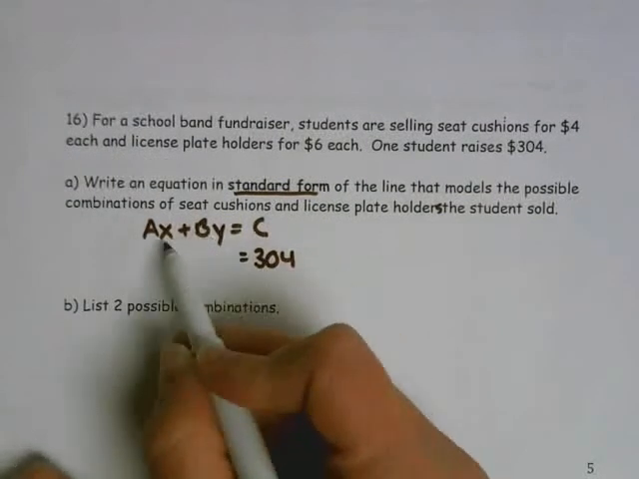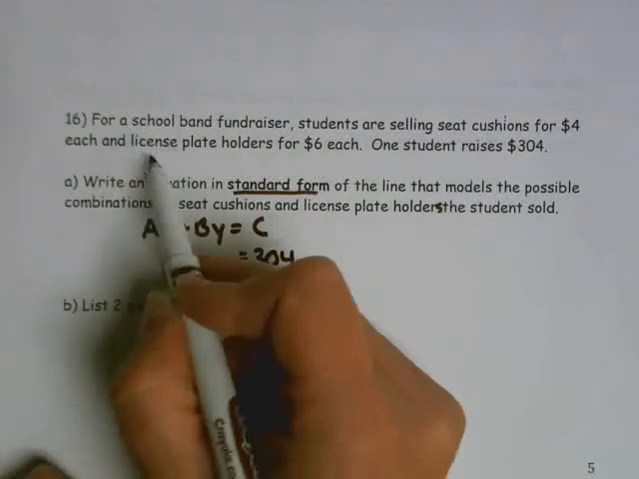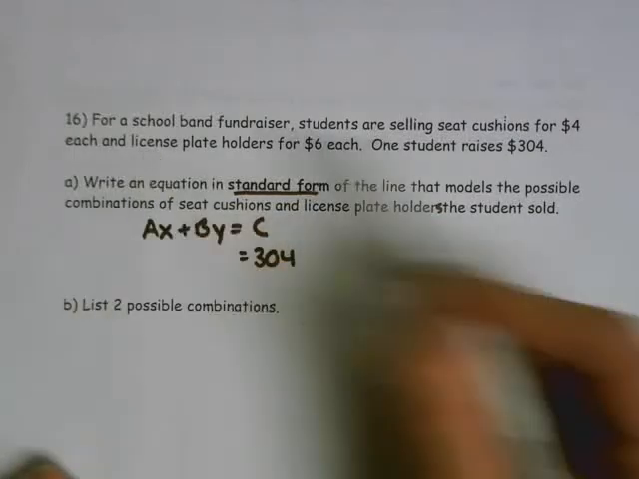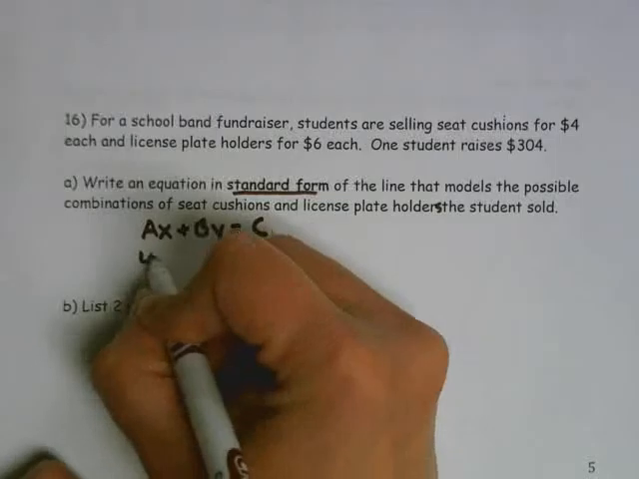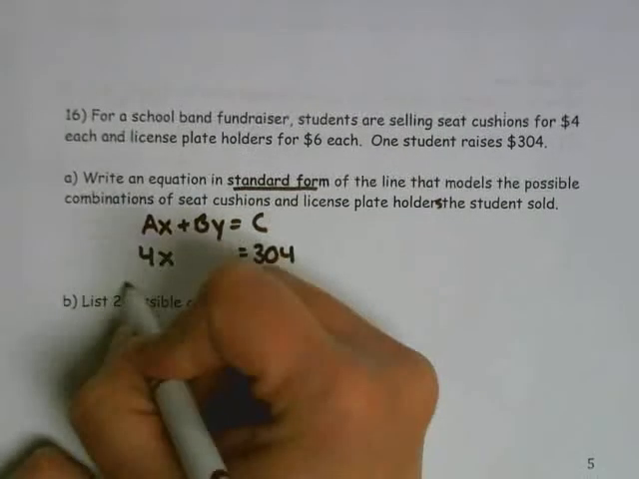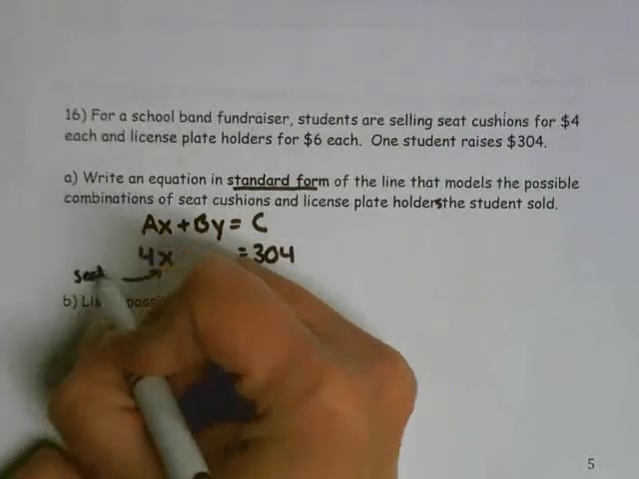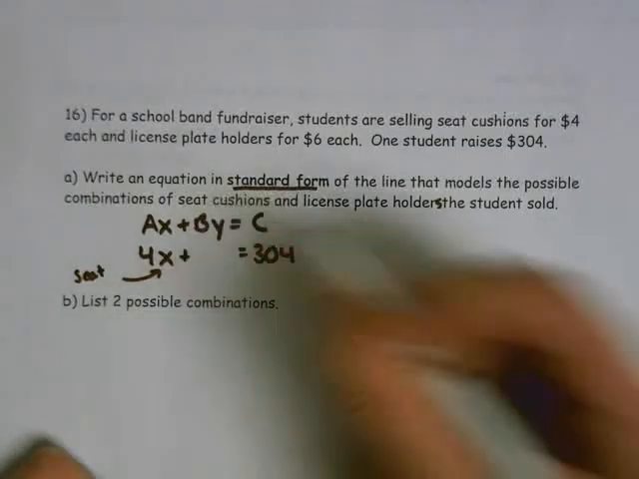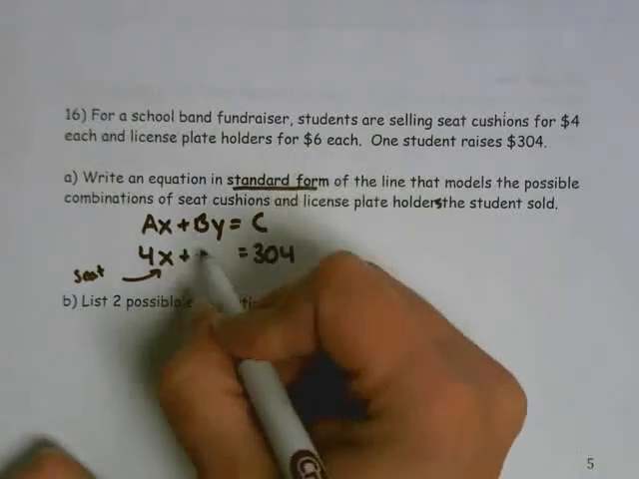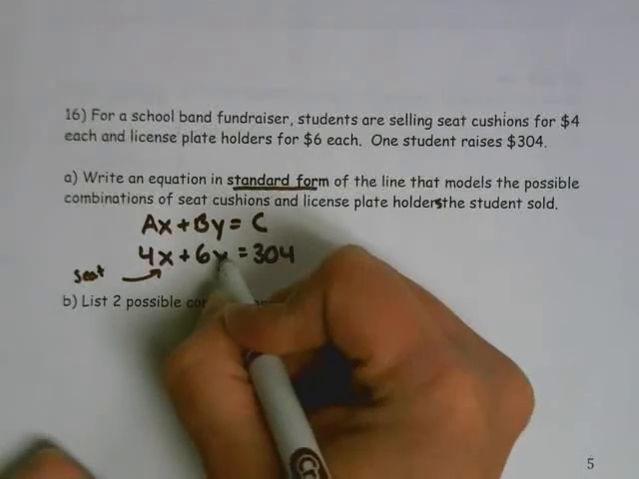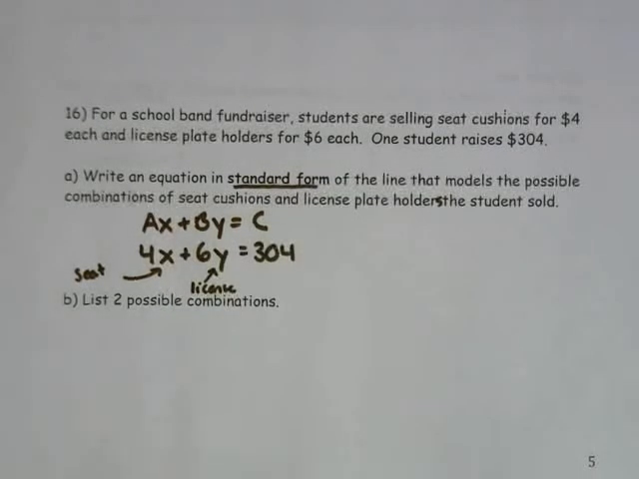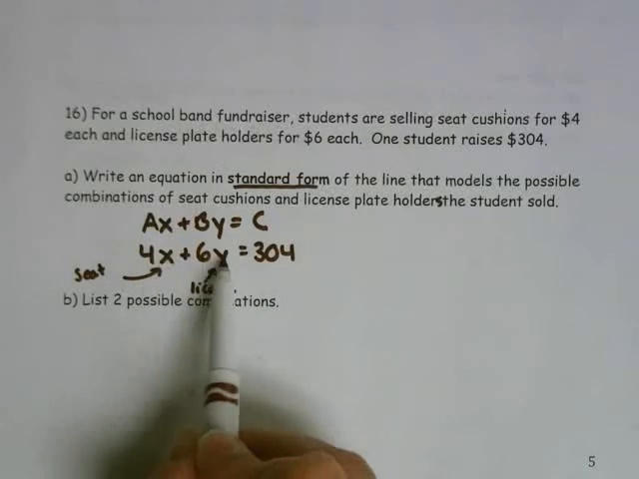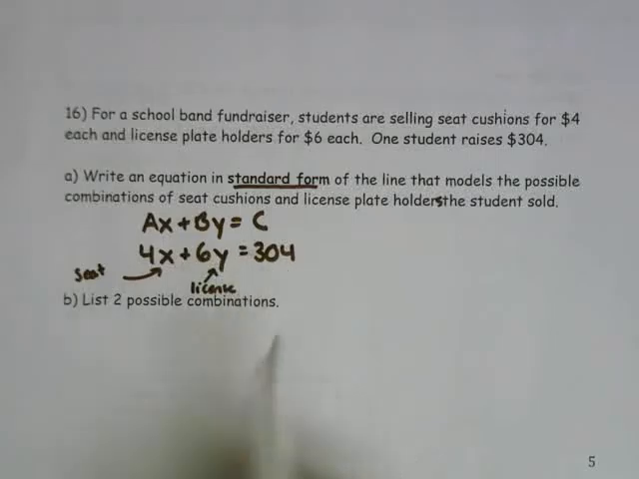And we've got two variables. One's got to be for the seat cushions and one's got to be for the license plate holders. So how much was each seat cushion? $4. So depending on how many they sold, let's just put that here. $4 times X, and we're going to call that the seat cushions. Plus they sold license plate holders were $6. So each one was 6. If they sold Y of them, it would be 6 times Y. This is going to be the license plate holders. So depending on how many seat cushions and license plate holders they sold, we could plug those in, right? And it would give us $304.